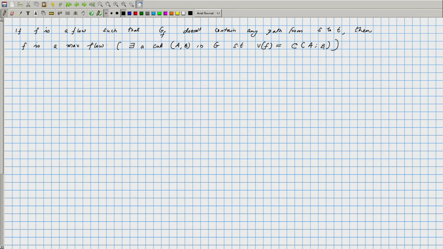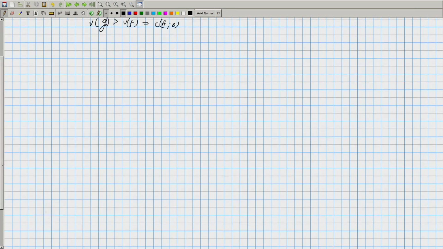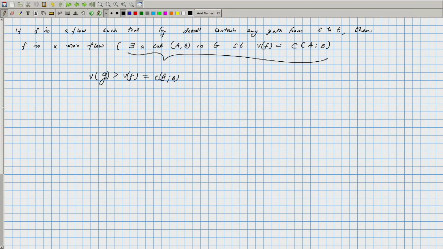Okay. When the value of this flow is equal to the capacity of AB, it is impossible to increase the value. If there was another flow G such that the value of G is greater than the value of F, then automatically the value of G will be greater than CAB. But we have argued earlier that the value of G can be at most CAB. So, if we show that there exists a cut whose capacity is equal to the value of the flow, then we have enough reason to conclude that the flow that we have found is a max flow.